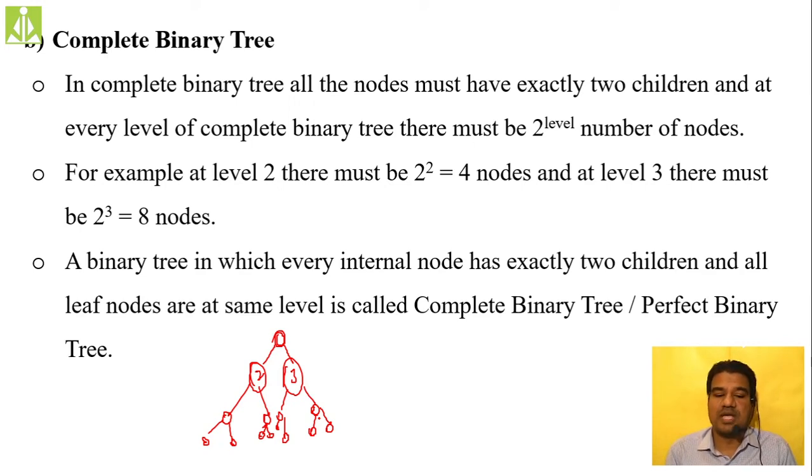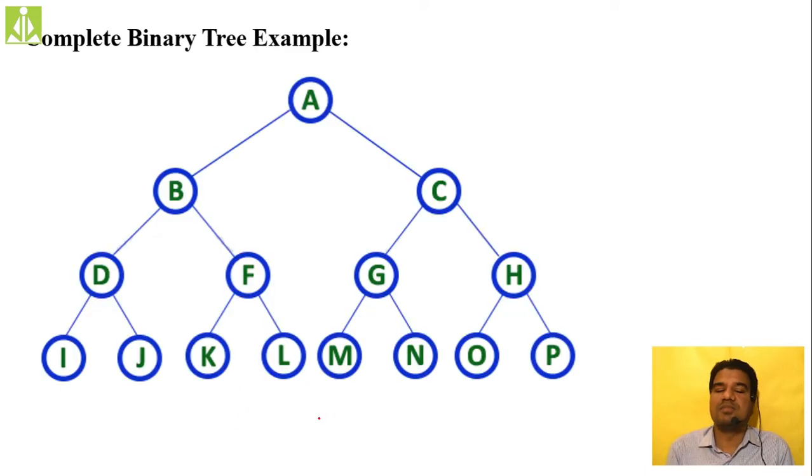So the concept over here is a binary tree in which every internal node has exactly 2 children, and all leaf nodes are at the same level. All leaf nodes must come at the same level. Then only we call the tree a complete binary tree or perfect binary tree. Internal nodes must have 2 children; there is no 0 concept for internal nodes. All leaf nodes must come at the same level.